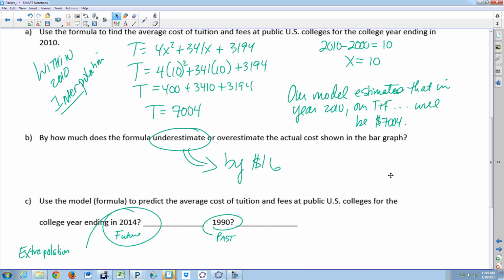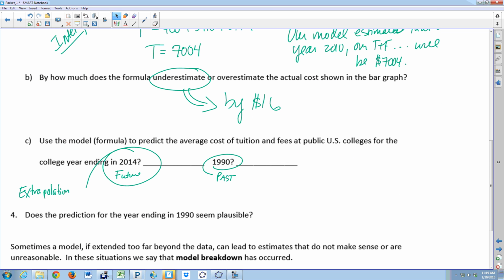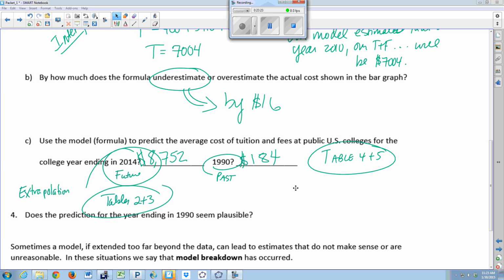Okay, I'd like tables 2 and 3 to find the answer for this, and then check with each other before you come up and put your answer in. And I'd like tables 4 and 5 to discuss this 1990, and make sure you agree before you come up and write the answer up here, okay? So take your time. The answer for 1990, does it seem plausible?